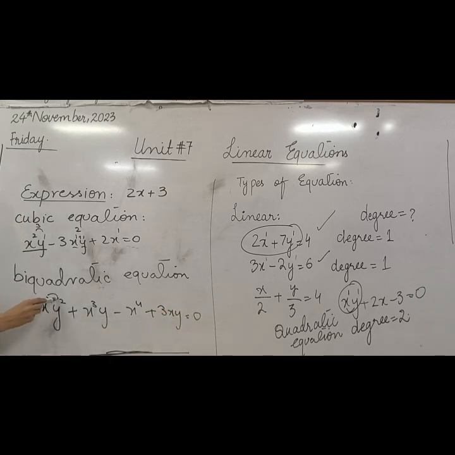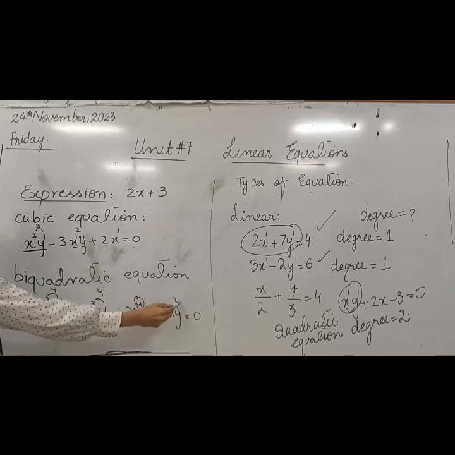The power of this variable is 4. This is also 4. This is also 4. But this is 2. The highest power in this variable is 4. So the degree is 4 and this is called a biquadratic equation. Similarly, we can define higher degree equations, which are called degree 5 equation, degree 6 equation and so on.